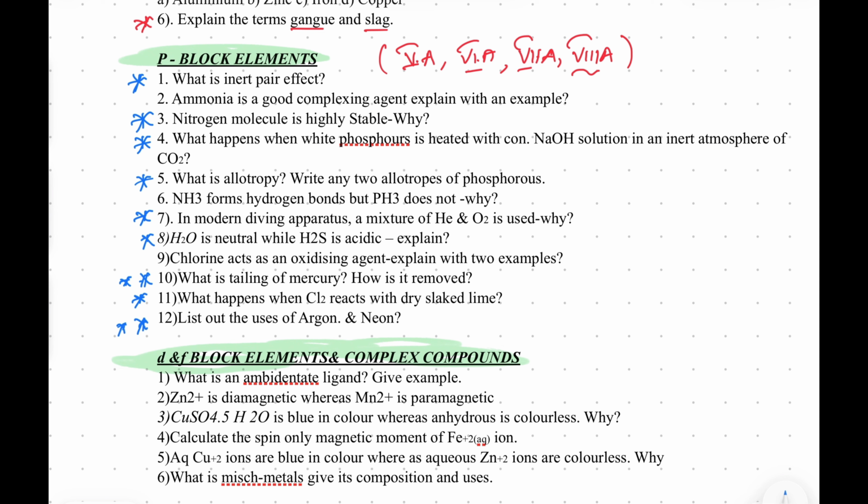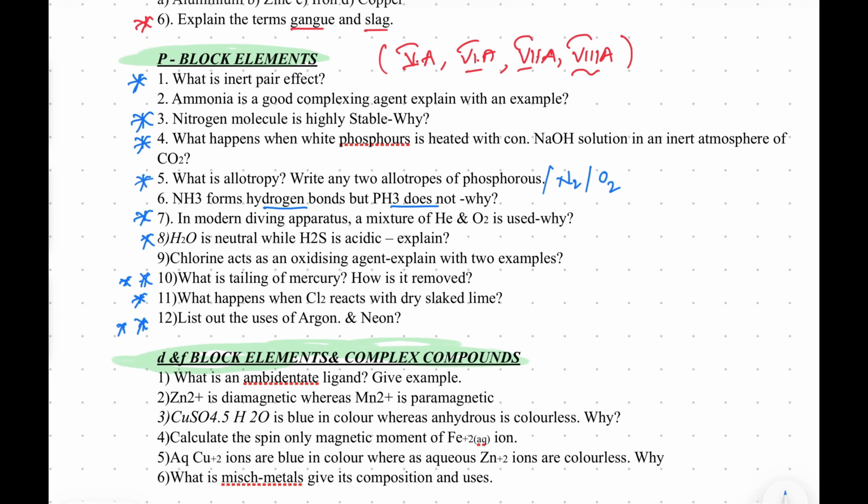That is also important. Next, what is allotropy is a common question. Types of allotropy: phosphorus. Okay, nitrogen also there. Sometimes they are asking nitrogen, right? Don't forget. And oxygen also has allotropes, oxygen and ozone. Okay, that is a common question. Next one, less important is, see, NH3 forms hydrogen bond, PH3 does not. That is due to more electronegativity. That is not a much important question.